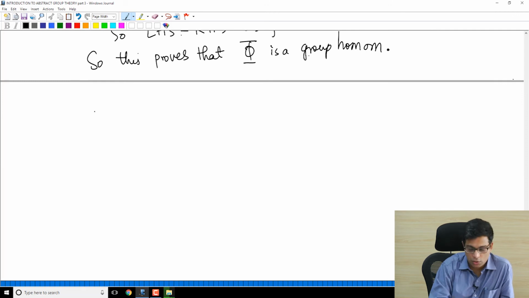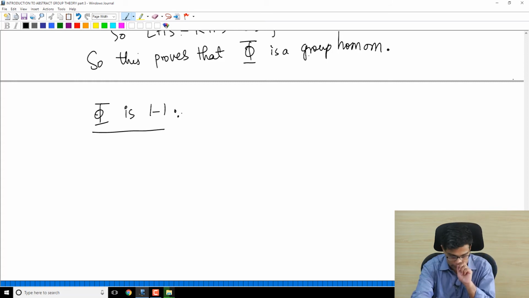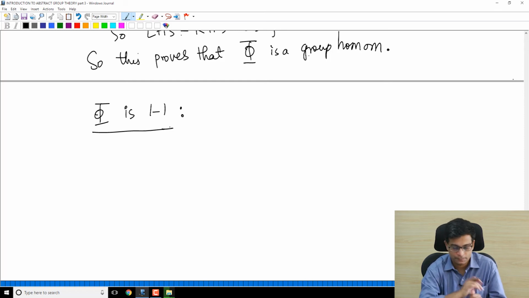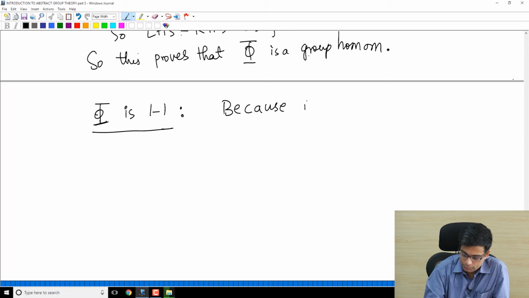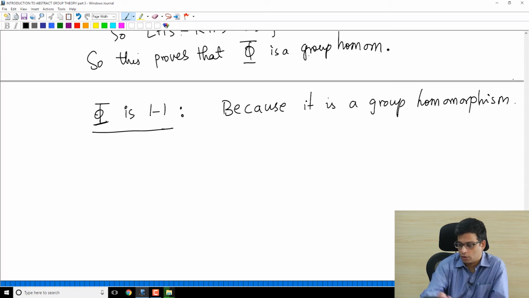Now I want to claim that it's not only a group homomorphism, it is an injective group homomorphism. So I want to say capital phi is 1-1. Earlier we showed small phi is 1-1, but remember now we are saying capital phi is 1-1. Small phi was in fact 1-1 and onto, and hence became an element of the symmetric group. Now I am saying capital phi is 1-1, it is generally not onto, it's only 1-1. Why is it 1-1? Because it's a group homomorphism. Capital phi is a group homomorphism, we checked already.